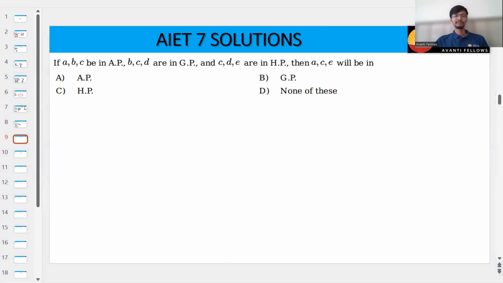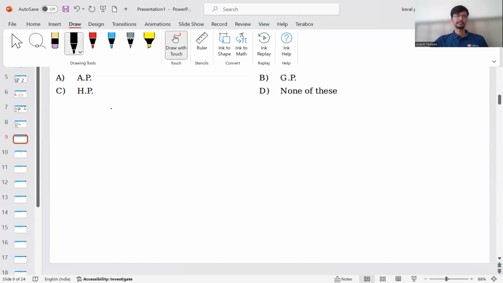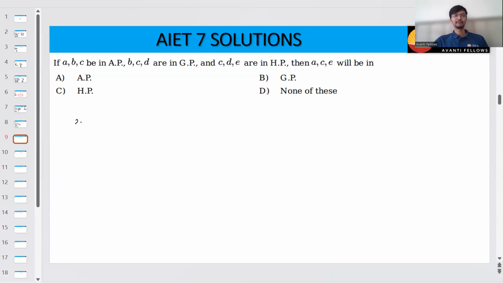This is a question on sequence and series. So what is given? A, B, C are in AP, so I can write 2B is equal to A plus C. B, C, D are in GP, that means I can write C square is equal to B into D. And C, D, E are in HP.